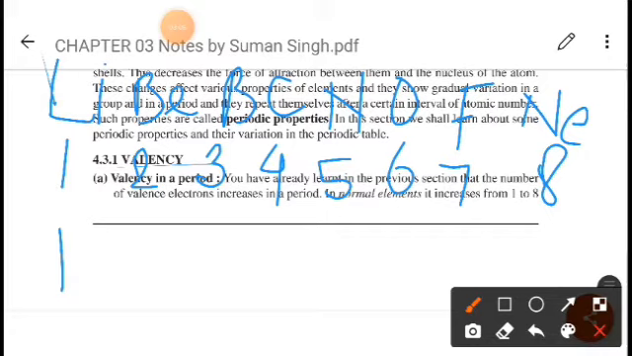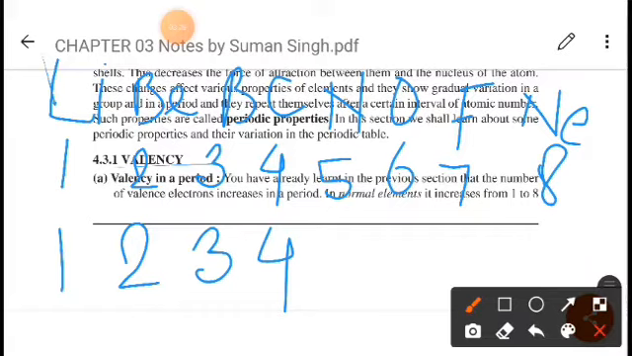Now when we talk about valency, in some cases the number of electrons present in the outermost shell is equal to its valency, just like in lithium, where valency is 1, here 2, this is 3, and this is 4. And after this there will be some changes.